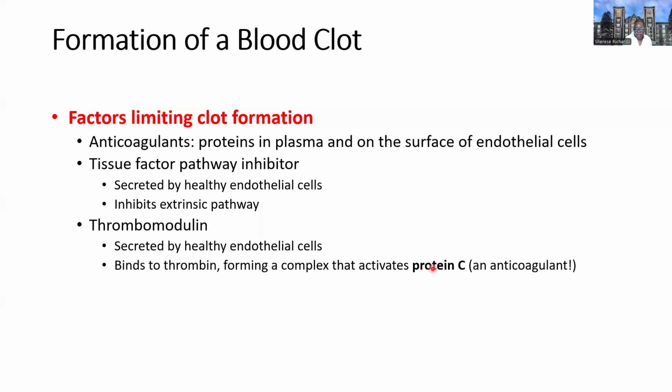So two things we want to keep separate here. There are two factors that prevent platelet aggregation, right? That is prostacyclin and nitric oxide, and those are secreted by healthy endothelial cells. And then there are two factors that help to prevent clot formation, and those are tissue factor pathway inhibitor and thrombomodulin, which prevent blood clot formation, right? They are anticoagulants. So two different things are secreted by healthy cells: one prevents platelet aggregation, and the other prevents blood clot formation.